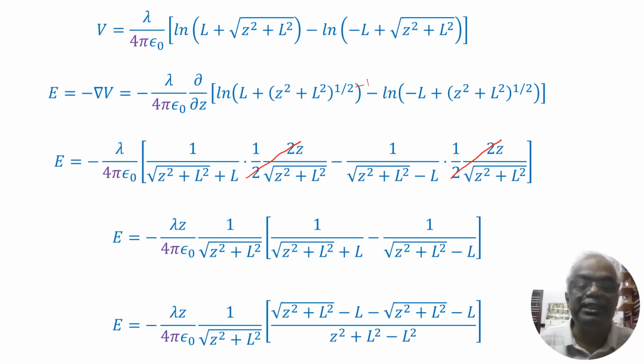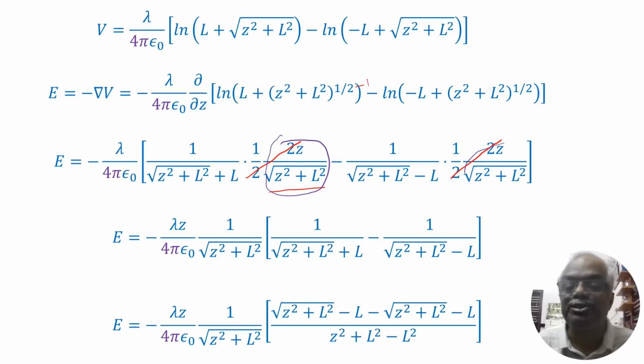Now you can see you have z here, z here. You take the z as common in this here. Also, not only z, this term 1 over square root of, this entire thing you take outside. I will use a different color maybe. So this z divided by square root of z squared plus L squared.